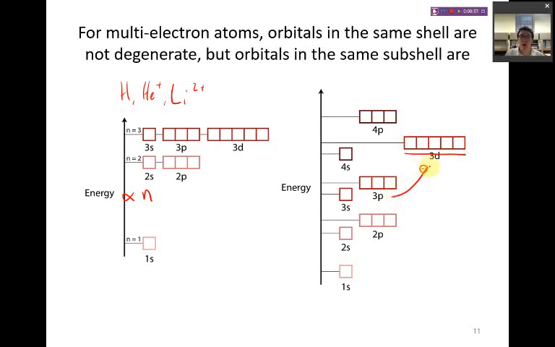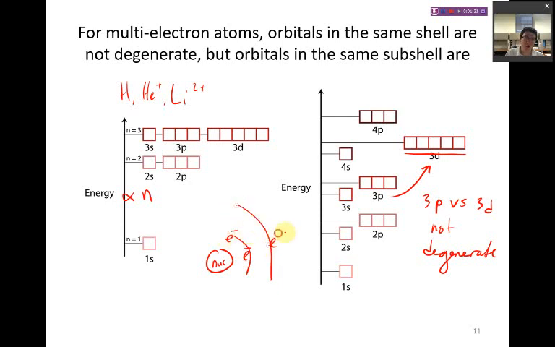However, those orbitals that are not in the same subshell but in the same shell, such as the 3p versus the 3d, are not degenerate. Those do not have the same energy level. And again, that's due to the core electrons. If we have our nucleus and we have our core electrons, they shield outer electrons and they reduce the effective nuclear charge.